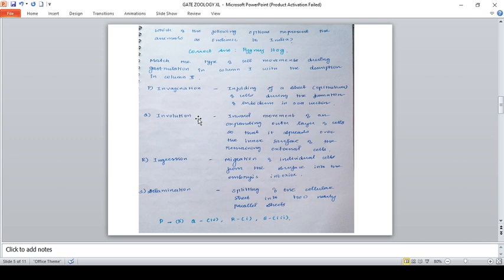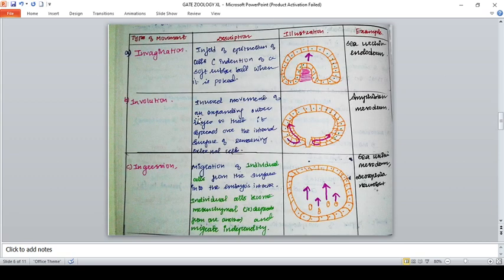So all those definitions you need to memorize so that you can apply them even in the CSIR examination. I am sharing my notes with you. These notes also have the type of movement, the description, illustration and example. So invagination is the infolding of the epithelium of a cell, like when you take a soft rubber ball and press it, it is called invagination.